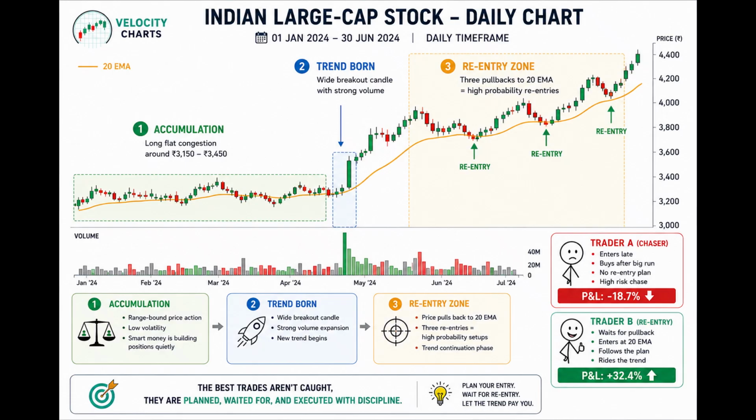Trader A chased the breakout, got stopped on the first pullback, quit the stock. Trader B waited for the pullback to the EMA, entered with a 1 to 4 risk-reward, took the second entry too, took the third. Same chart. Two completely different P and Ls. That's what knowing major versus minor trend does for you.